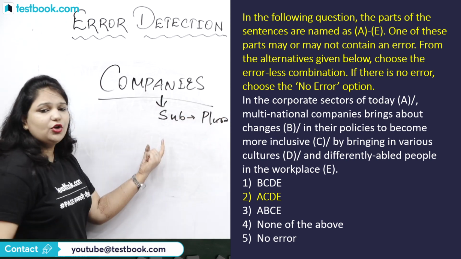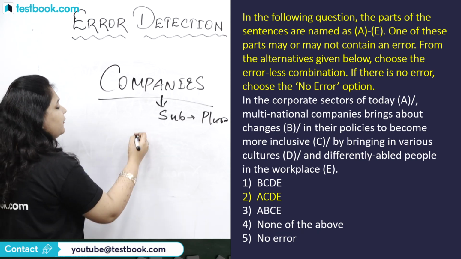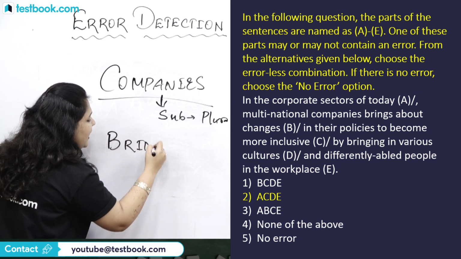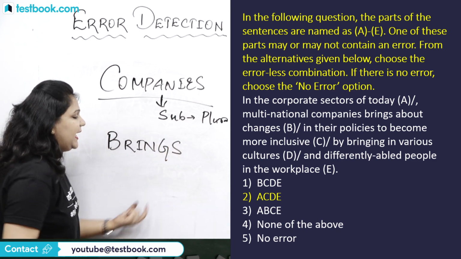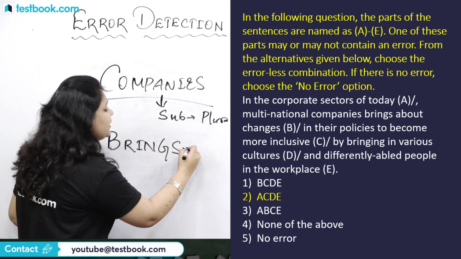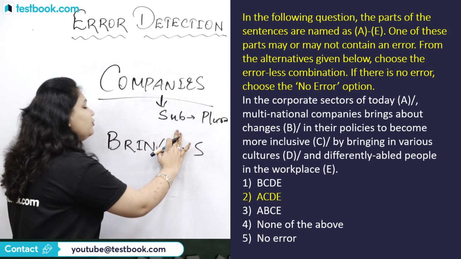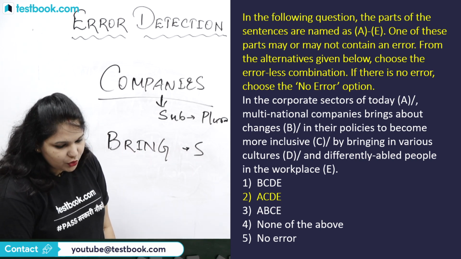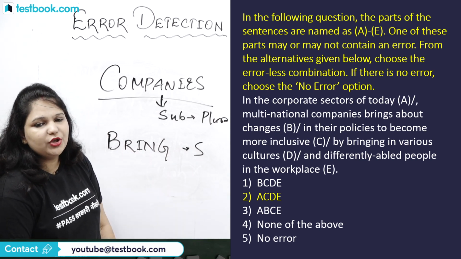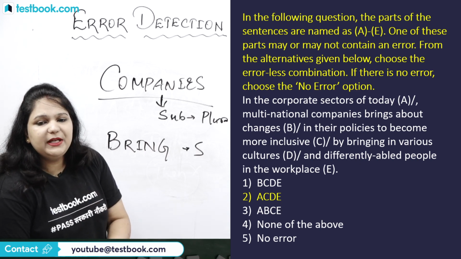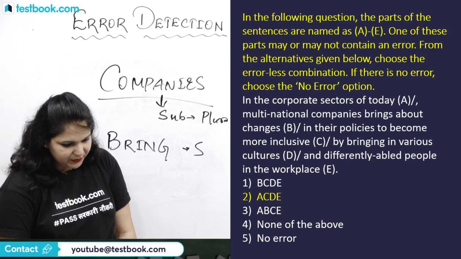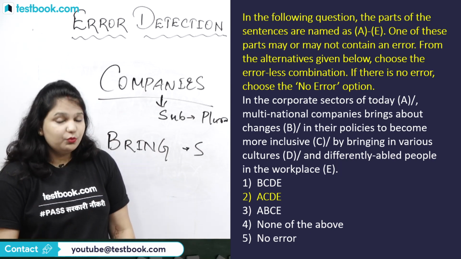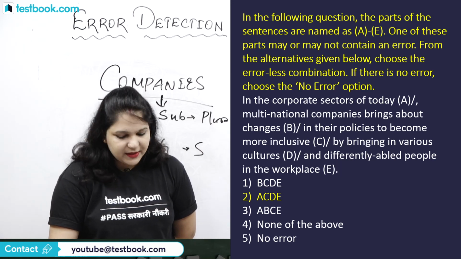And as soon as we got to know our subject is plural, the verb is going to be plural as well. But they have used what? Brings. And we know whenever we put S at the end of any verb, it becomes singular, right? So you need to remove this S and make it plural. So yes, the error was in option B. Multinational companies bring about changes is the right way to write this sentence. Moving ahead on to the next question, guys, that is there on your screen.